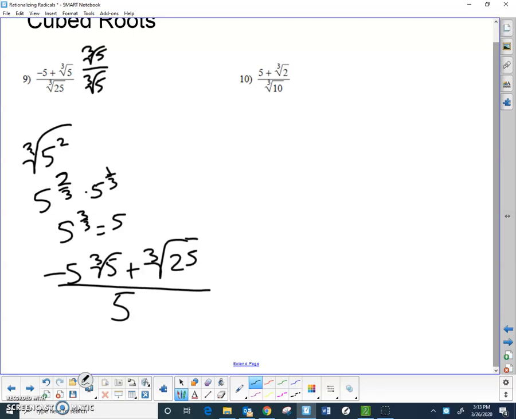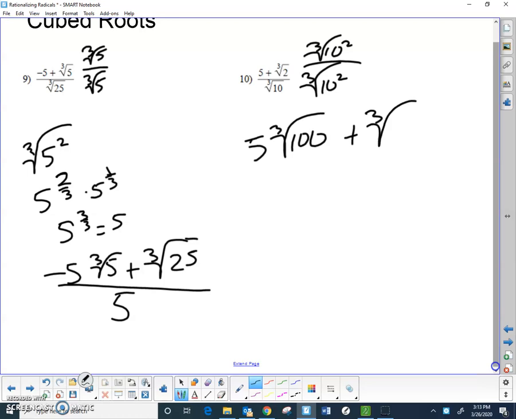All right, so same type of thing for the next one. This 10 just simplifies to 2 and 5. So there's nothing there that I can make this any easier to multiply by. So I'm actually going to have to take it to the third root of 10 squared, or 100, and multiply top and bottom by that. So I have 5 times the third root of 100 plus the third root of 200, so 2 times 100, all over 10.